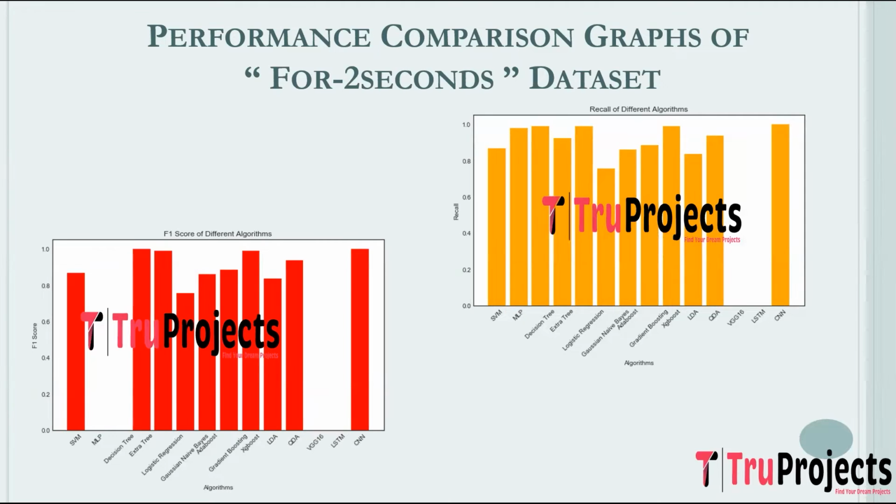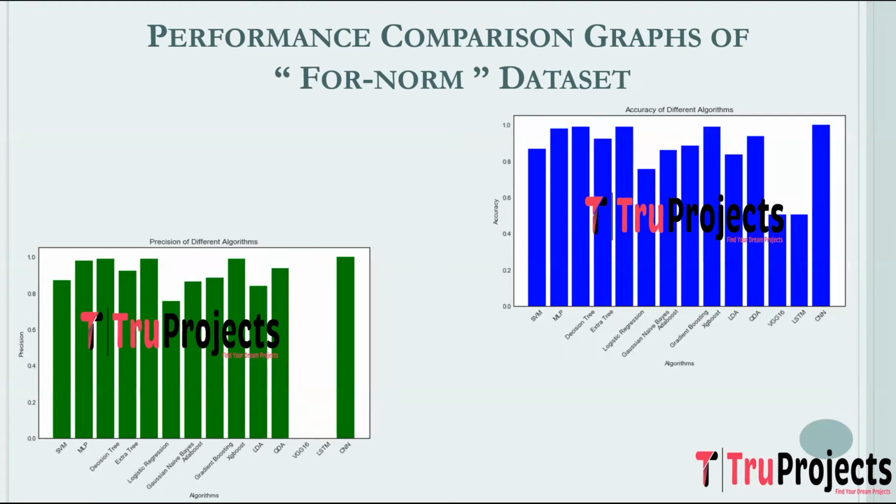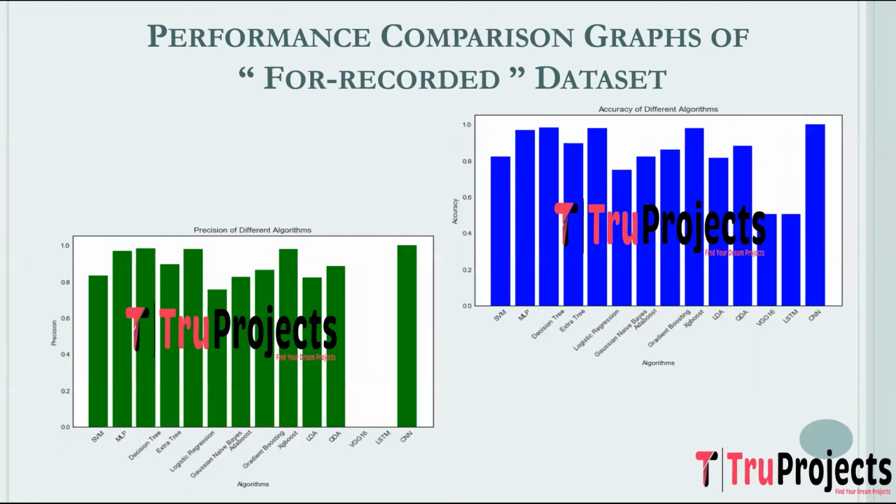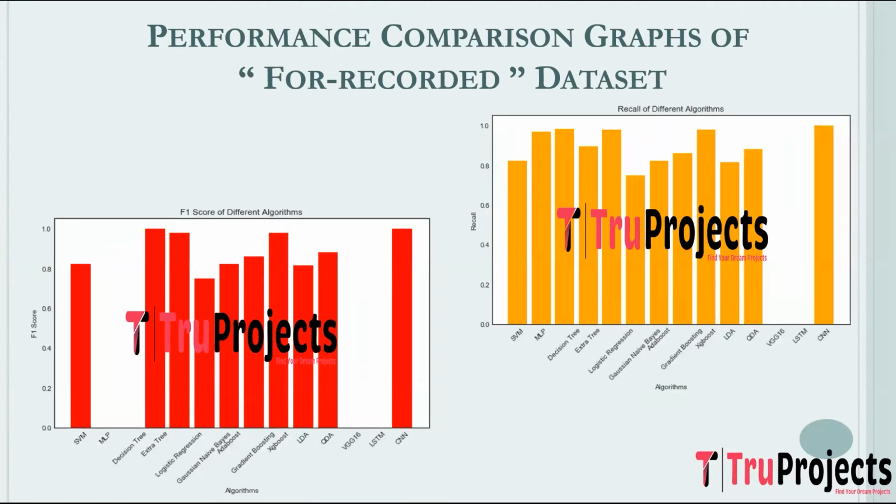The F1 score is the harmonic mean of precision and recall, offering a balanced measure that considers both false positives and false negatives, making it suitable for imbalanced datasets. Here we have performance comparison graphs for the dataset, which is for normalized data. And this is for original data. And this is for re-recorded data. The algorithm which performs well among all these metrics will be used for final prediction.